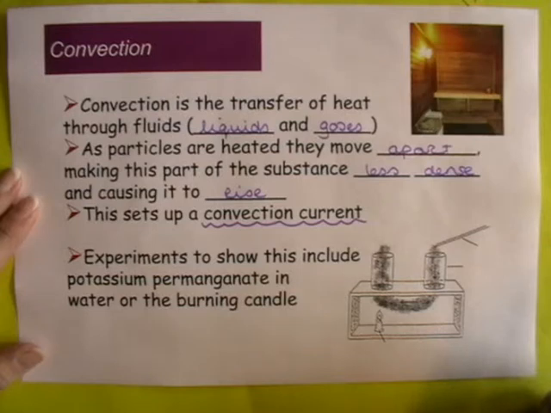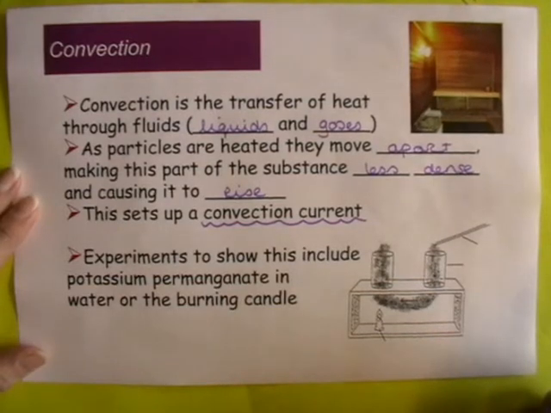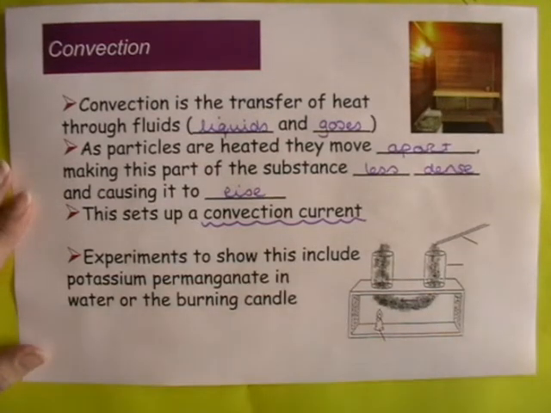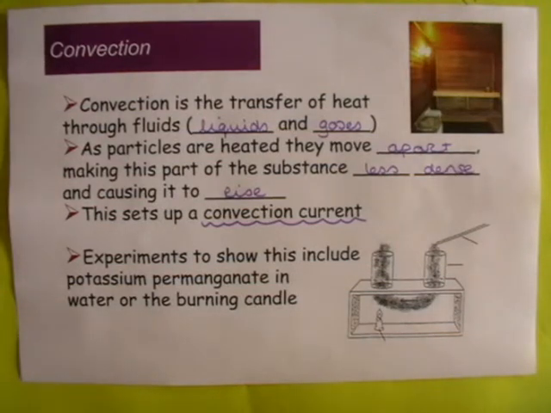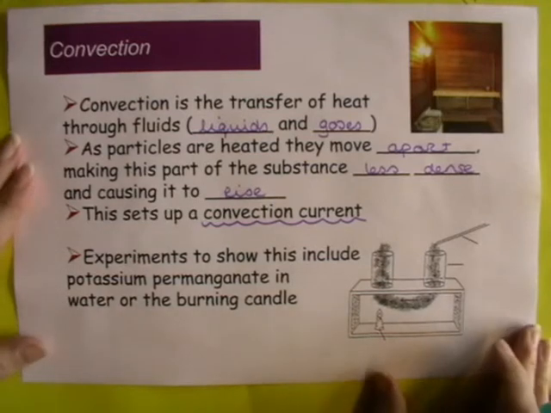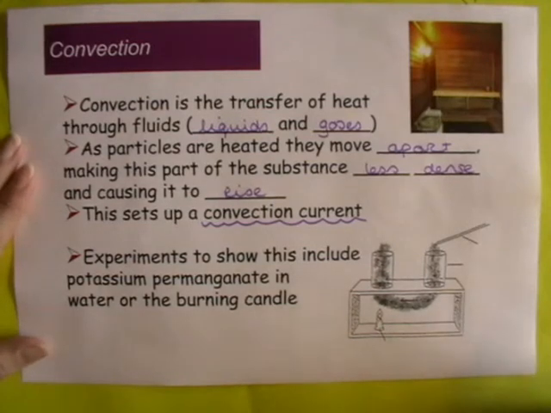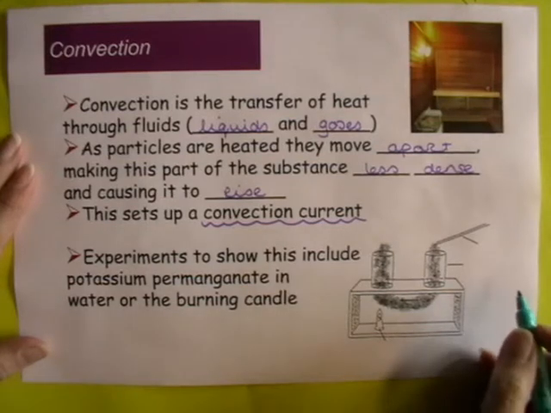Experiments that you will have seen in the classroom to show this include the potassium permanganate in water. When we put a crystal of potassium permanganate in the bottom of a beaker of water and we heat it, we can see the purple vapours rising up through the liquid, the water, due to the convection current that is set up as the warmer water particles rise to the top of the beaker.